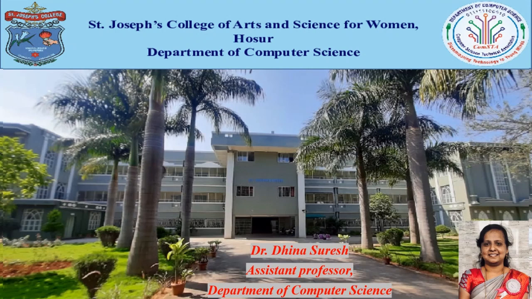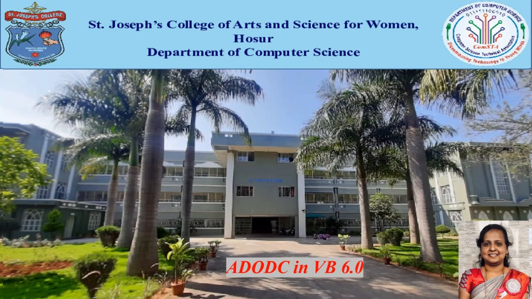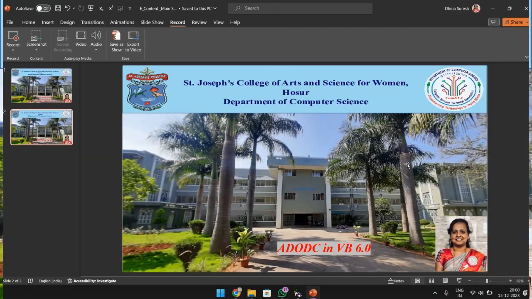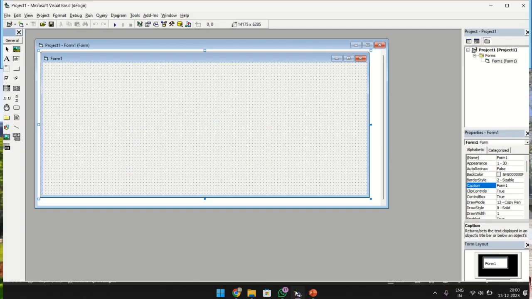Dear all, today we are going to see the ADO-DC connection in Visual Basic 6.0. So for this, we're going to open the VB screen, and already we have created a database. So before that, let me create 3 label boxes.